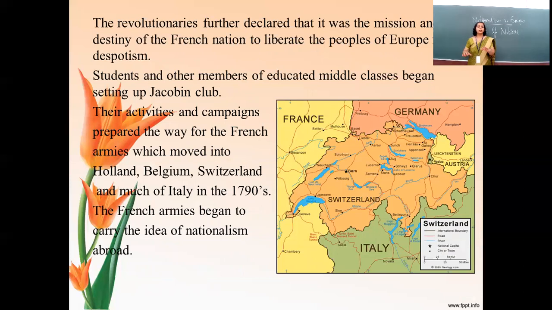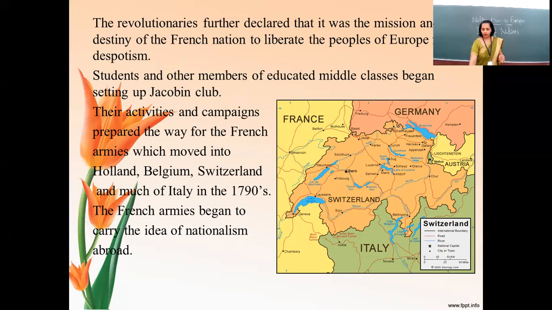The revolutionaries did not stop over here. They further declared that it was their mission, the destiny of the French nation, to liberate all the people of Europe from despotism. So students and other members of the middle classes started establishing the Jacobin clubs. These activities and campaigns prepared the way for the French armies which moved into Holland, Belgium, Switzerland and much of Italy in the 1790s. And the French army began to carry the idea of nationalism abroad. So this is how they started spreading the idea of nation. They did not stop with France.